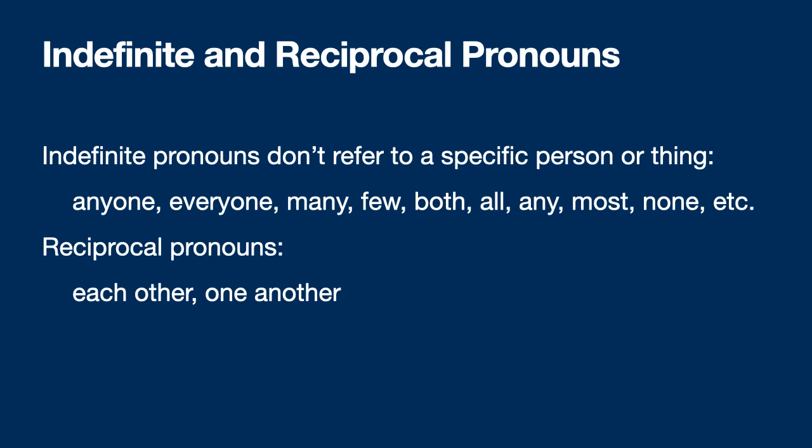One another is used when you are referring to more than two people. So suppose you're talking about three friends, and you're saying they tricked one another. They cheated one another. So it means that each of those persons cheated the others. So reciprocal pronouns can be each other or one another. Each other is used when you refer to just two people or two entities. One another is used when you refer to more than two people or entities.